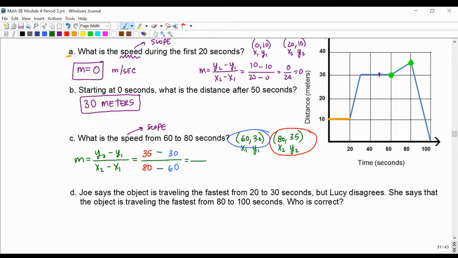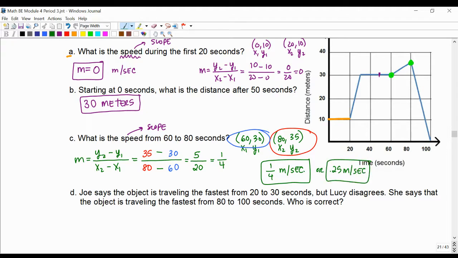We can do a sign change, or if we look at this and we feel confident that we know what this is going to be, 35 minus 30 is 5, then we can skip the sign change. 80 minus 60 is 20. So this simplifies to 5 goes into 5 one time, 5 goes into 20 4 times. So our answer is 1/4 meter per second, or 0.25 meters per second.